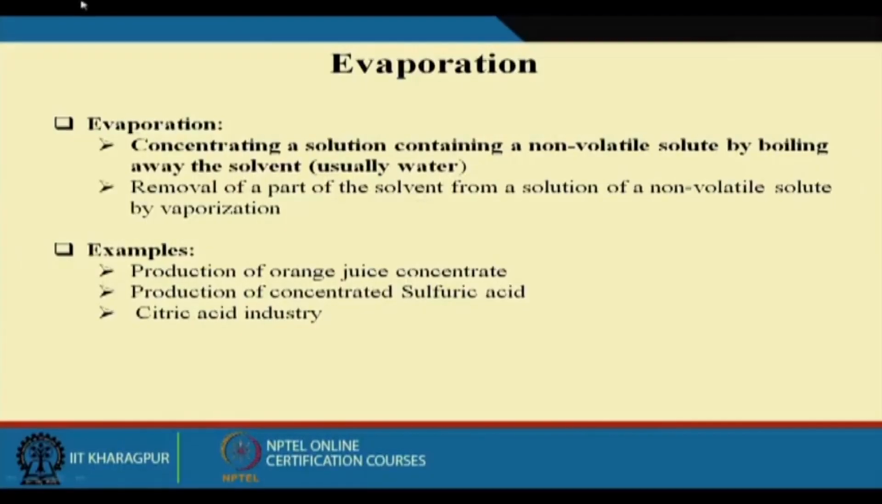Now non-volatile fatty acid means what? For example, if you keep citric acid in solution, citric acid is the non-volatile acid. So what will happen? The water will be evaporated out, and after some time the solid crystals of citric acid will remain in the beaker. This is how we differentiate non-volatile from volatile solutes. So evaporation is basically used for concentrating the non-volatile solute by boiling away the solvent, removing part of the solvent from the solution by vaporization. Examples are production of orange juice concentrate, production of concentrated sulfuric acid, and the citric acid industry.